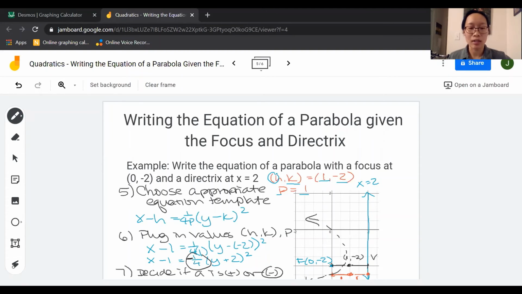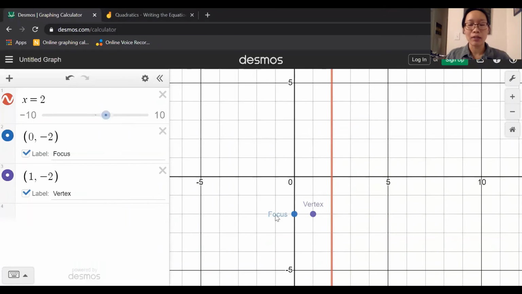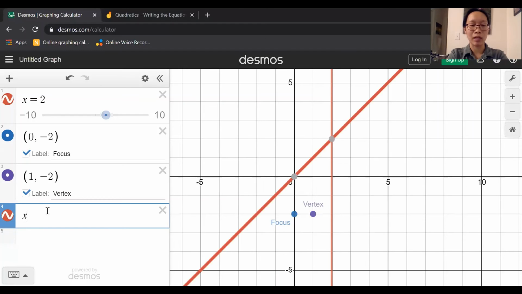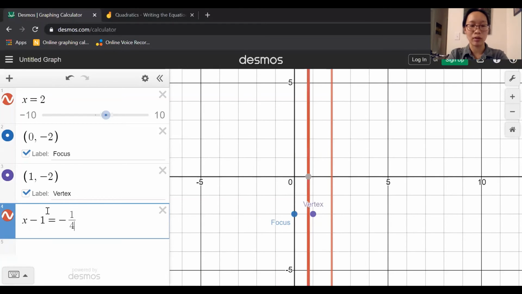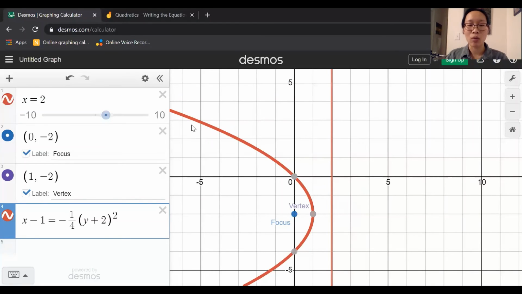I can check this on Desmos. I've plotted everything we know. We have a focus at (0, -2), a vertex at (1, -2), and a directrix at x equals 2. I'm going to type in the equation of the parabola that we found. x minus 1 is equal to negative 1/4 times y plus 2 squared. We have a parabola that opens to the left, and it passes through the vertex that we found, and it sits smack between the focus and the directrix that we were given.